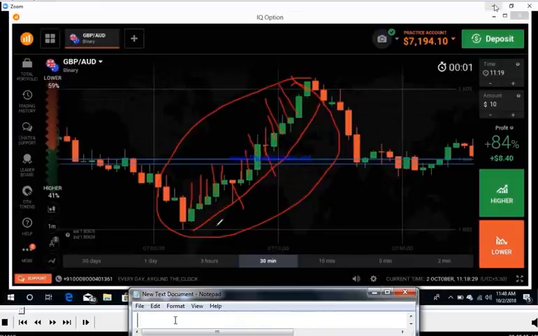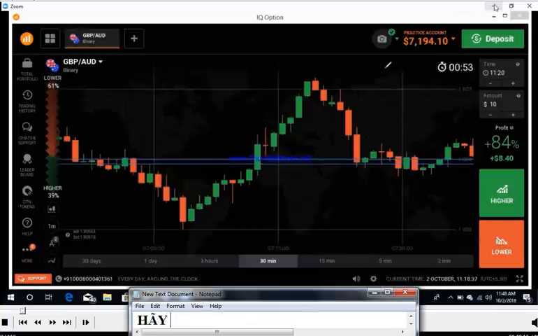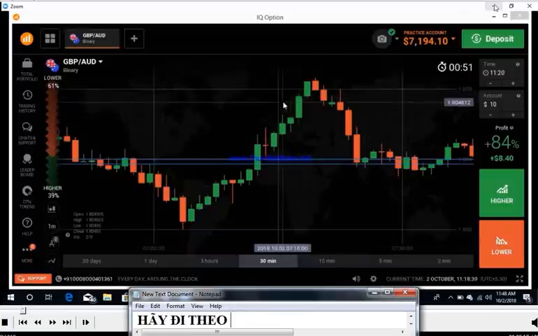So you always follow the trend. If you want to get some good winning ratio, you must follow the trend. You must trade in the direction of the trend.